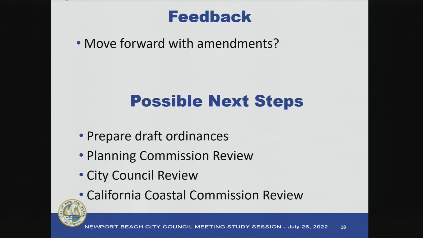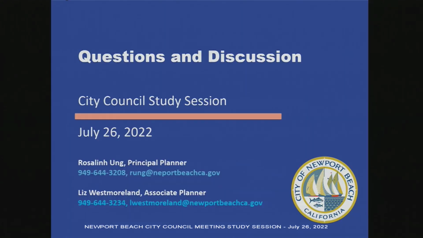And with that, it's been since 2019 since we spoke to the council about this code amendment, since it was originally initiated, so we wanted to go back to the council to receive some feedback and see if this is something that we should move forward with. And if so, if directed, staff would then prepare the draft ordinances, review them with the Planning Commission for a recommendation, return to council, and then ultimately go to the California Coastal Commission. And with that, we are available for any questions.